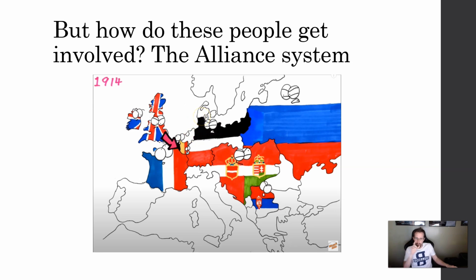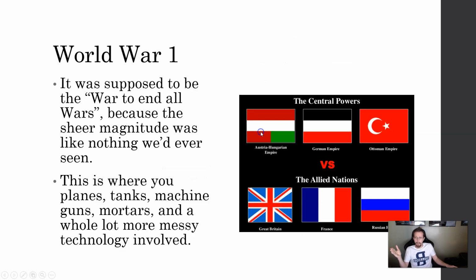But basically, because of one little assassination, which was between these two countries, because of something known as an alliance system, everybody in the world was basically at war at this point. And it doesn't mean that every country was at war, but every powerful country was at war at this point. So that's how you get there.